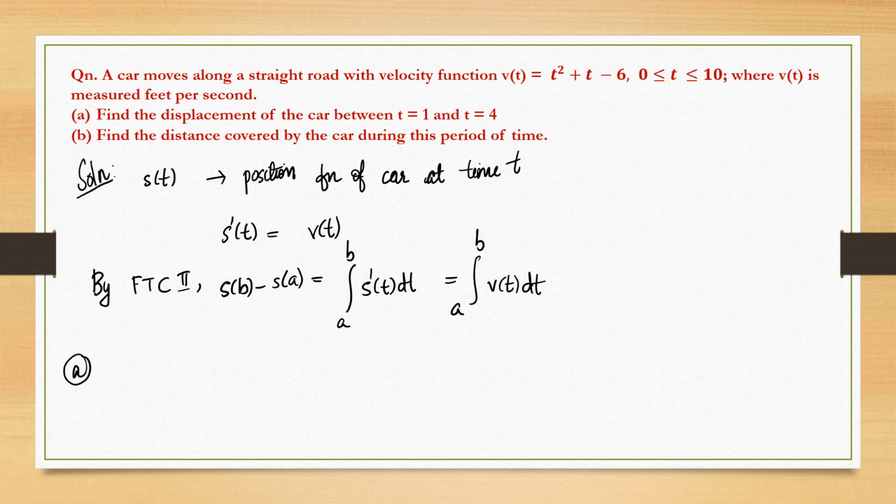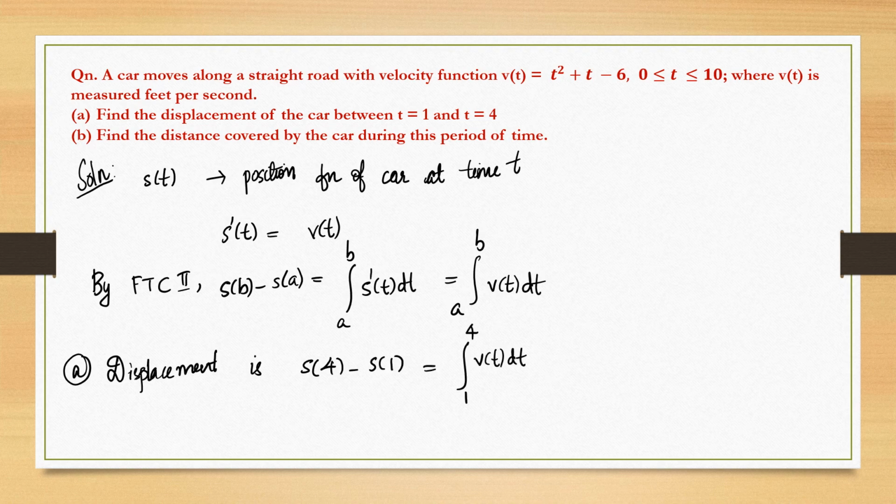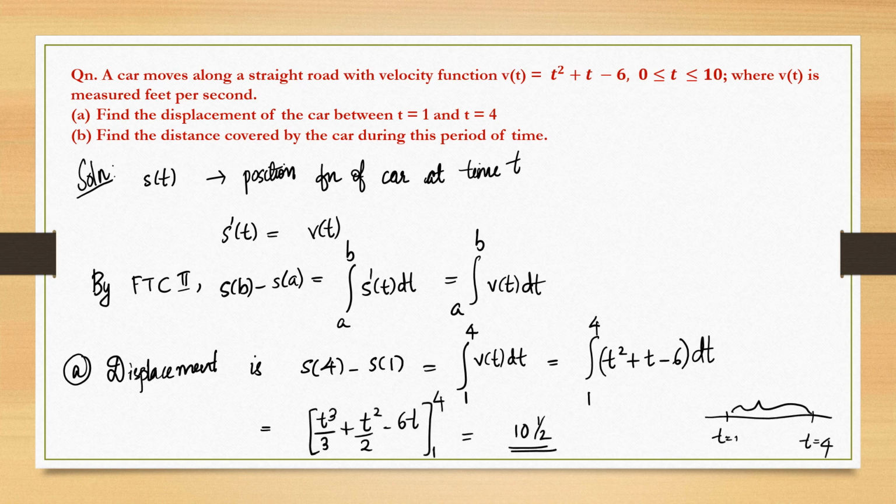Now to solve the first part, we have to find the displacement of the car between t equal to 1 and t equal to 4, and it is given by s of 4 minus s of 1, which is equal to integral 1 to 4 v of t dt. We substitute for v of t and finally we obtain the final answer as 10.5. That is, the position of the car at time t equal to 4 is 10.5 feet right to the position of the car when it was at time t equal to 1.